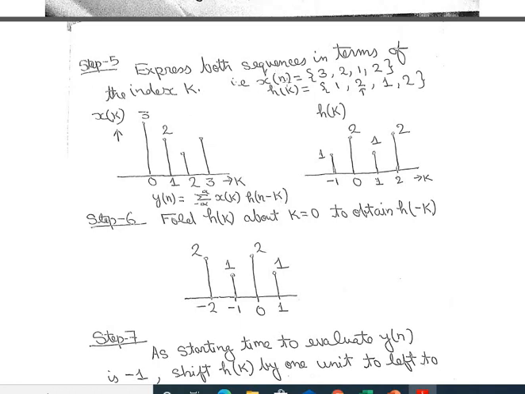So right now we can say that our xn is going to be replaced with xk and the value is 3212. So we just do the graph of xk. Similarly, our hn is 1212 and we change it with hk, and the graph will be 1212, where the starting position will be -1.